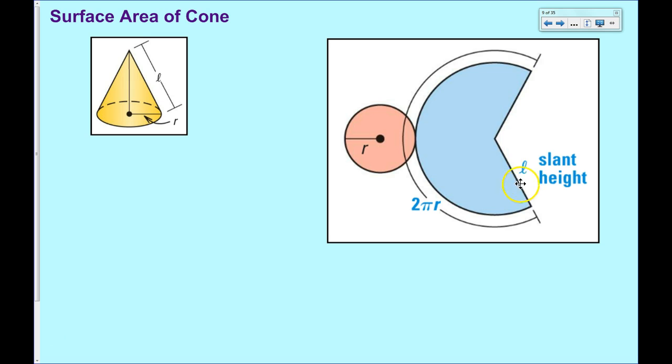However, there is a relationship between the slant height and the partial circumference of the larger blue circle, in that the partial circumference of the blue circle is the entire circumference of the small circle. So we're going to use that information to our advantage here. So if we were to try to figure out the surface area of the cone, it would be the area of the base plus the area of the sector.